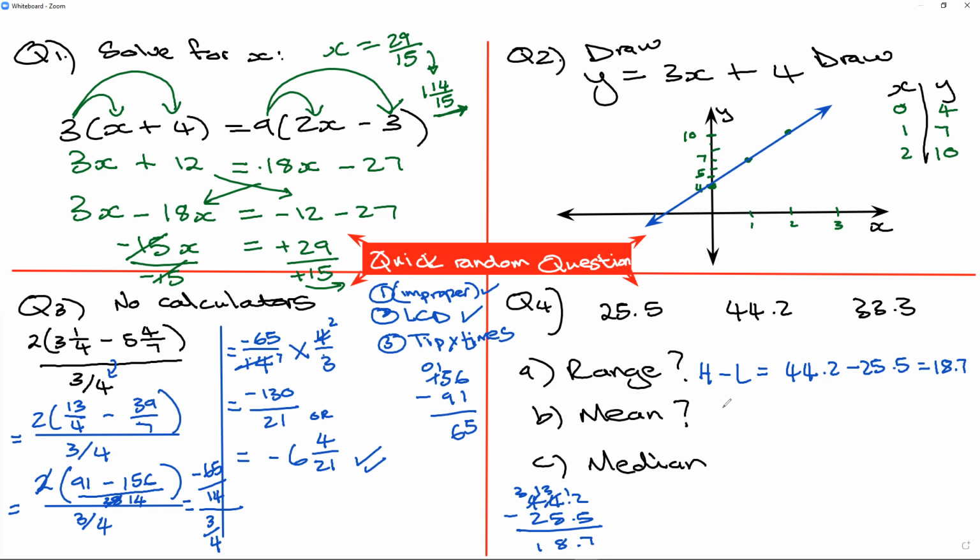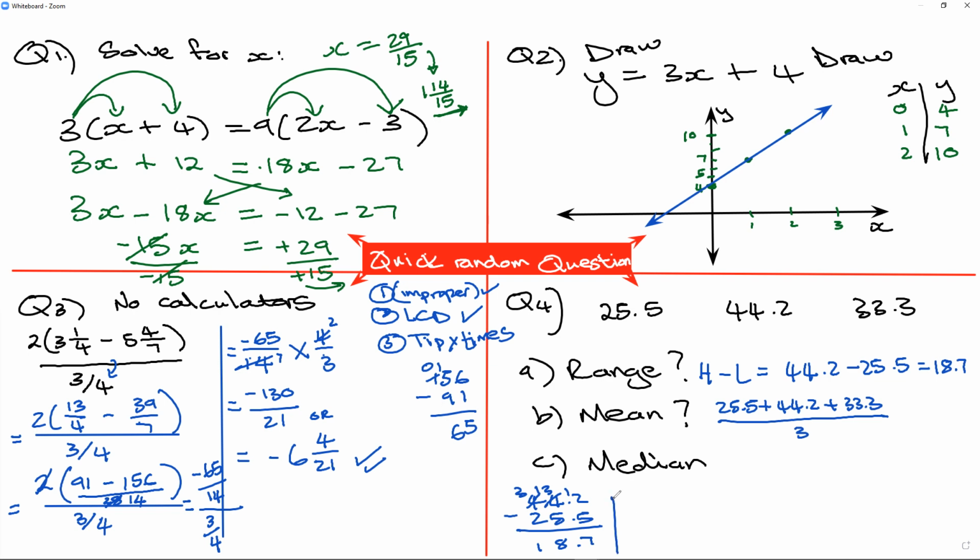The mean: you have to add it up and divide it by the total. This can get a little tricky without a calculator, right? So imagine, like ICAS, no calculator, you had something like this: 25.5 plus 44.2 plus 33.3, and divide all of it by 3.